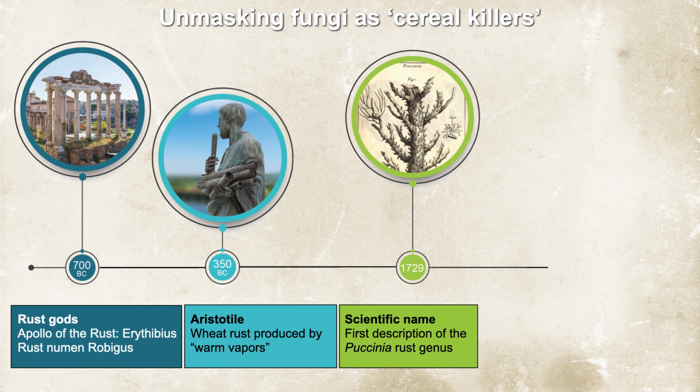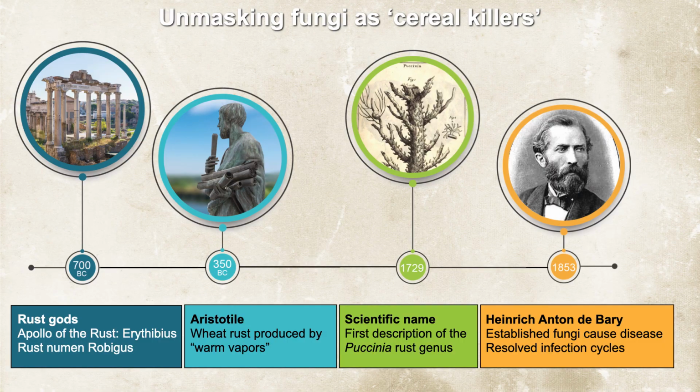Over the next few centuries, our understanding of plant disease changed very, very slowly. It wasn't until the 1700s that the scientific name was attributed to the wheat rust: Puccinia, the rust genus. But even at this time, when the scientific name was attributed, Puccinia was described as a plant, and they also thought that this plant came after you saw the disease in the field. So they didn't think it was the causal agent at this point.